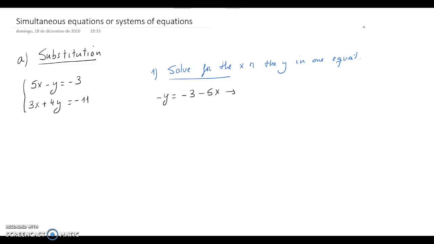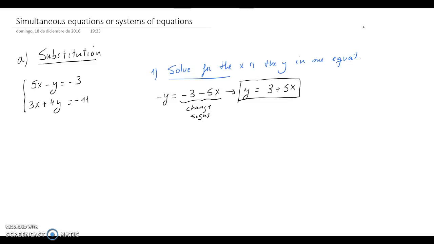To complete this, I need to have the y positive. So let's make this letter positive. To do this, I have to change these signs. So I'm going to have y equals 3 plus 5x. So I already have solved for the y in the first equation.